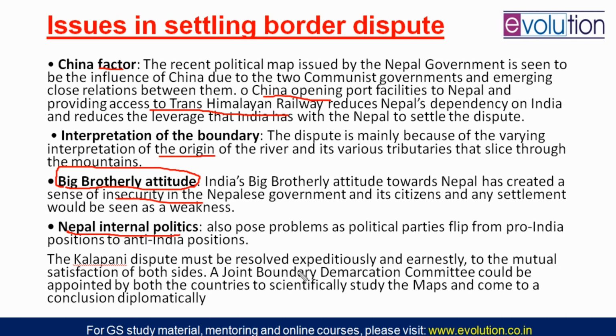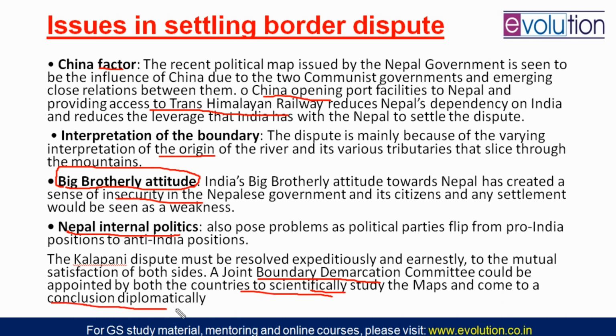What is the solution? Create a joint boundary demarcation committee, and that committee will determine which is the boundary and which is not. We will study the data scientifically, we will study the map scientifically, we will go through the historical agreements and everything and then analyze it, and then we can conclude everything. But this is very different and very difficult because no country wants to lose any territory. So I don't know how much our scientific study and boundary demarcation committees are going to help. But when you are writing an answer, you have to mention these things.